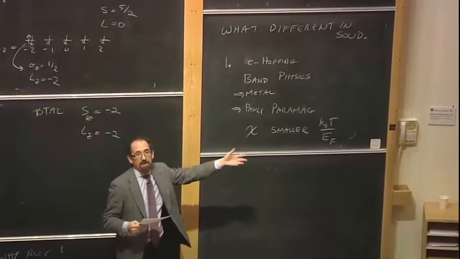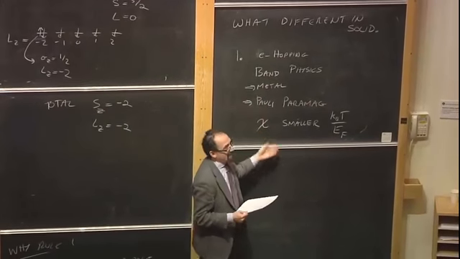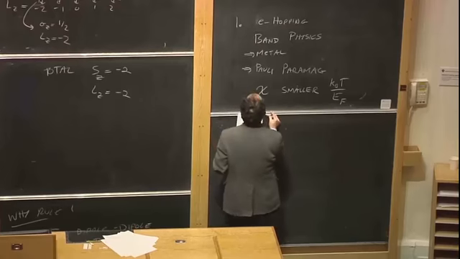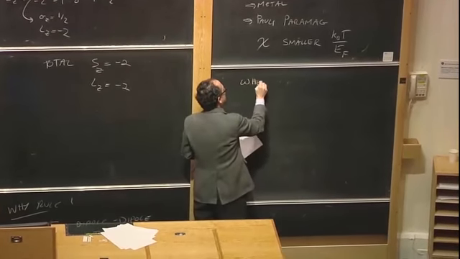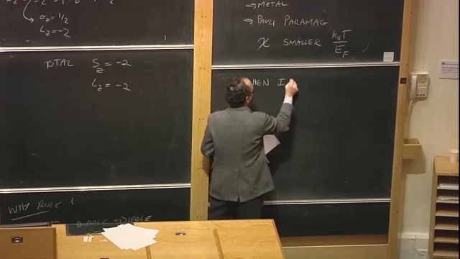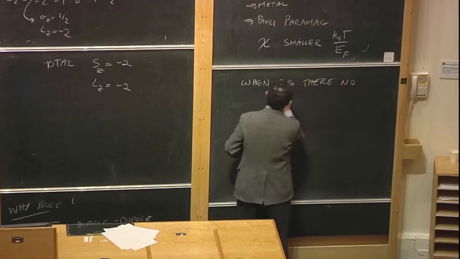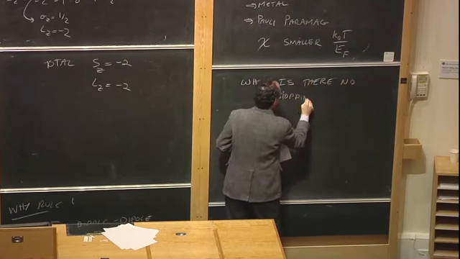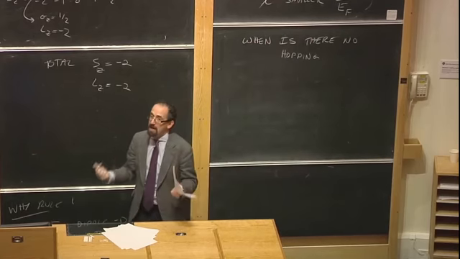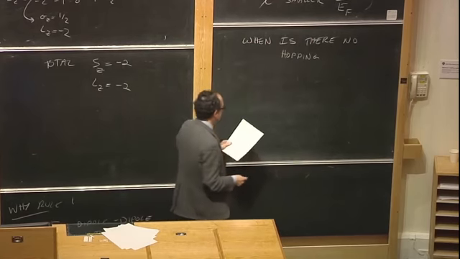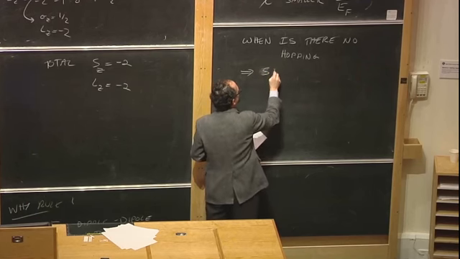If the electrons are hopping from one atom to another, then you might expect to have a metal and Pauli paramagnetism and a much smaller susceptibility. So you might ask, well, when is there no hopping? Why would the electrons ever not hop from one atom to the next? Well, basically, this comes from interactions, when there are strong interactions.